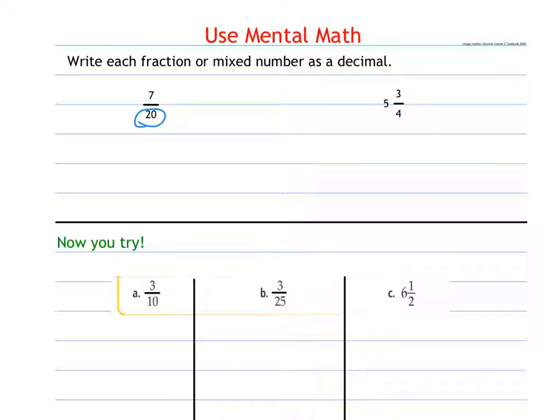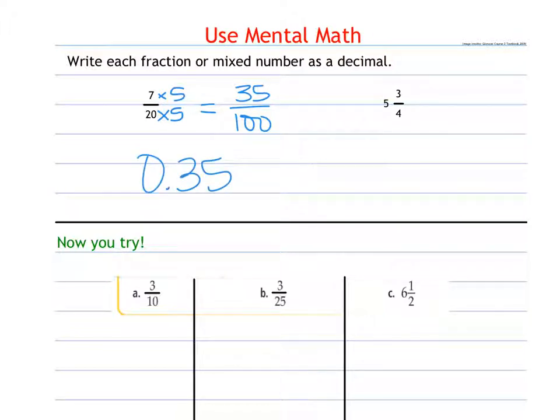And in order to do that, let me erase that. I know that 20 times 5 equals 100. And 7 times 5 would be 35. So that means as a decimal, 35/100, I can now write it just as I said it, 35/100, ending right there in the hundredths place.